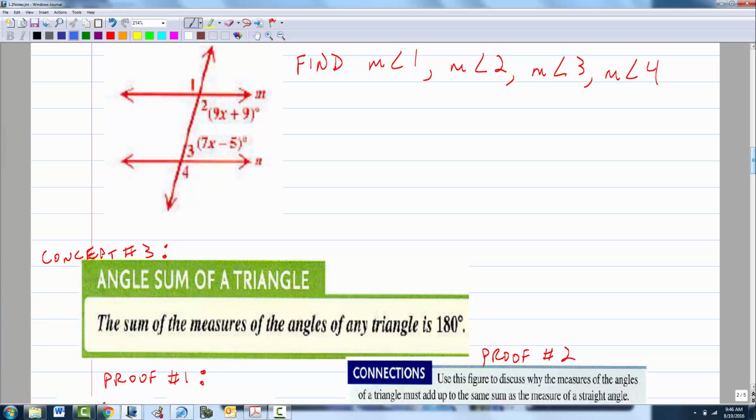What do you know about these two? Supplementary. 2 and 3 are same side interior. This looks obtuse. This looks acute. Let's get this shindig over with.